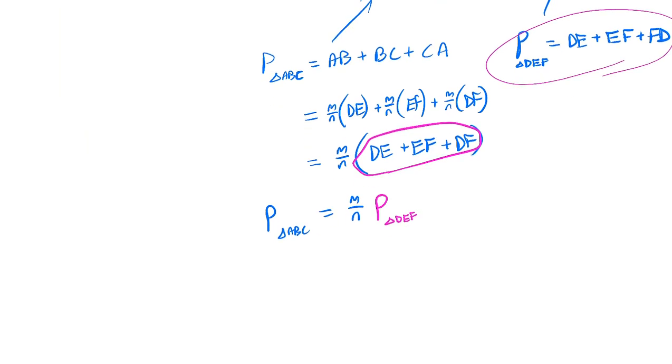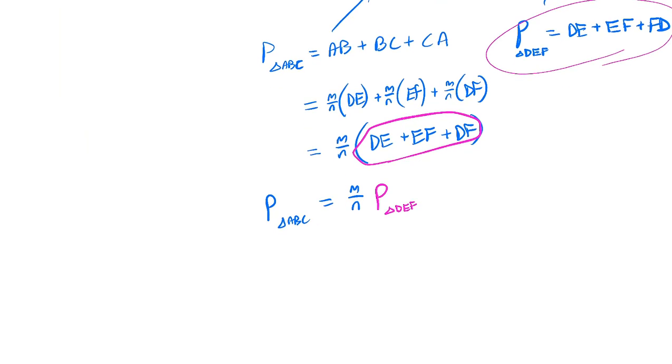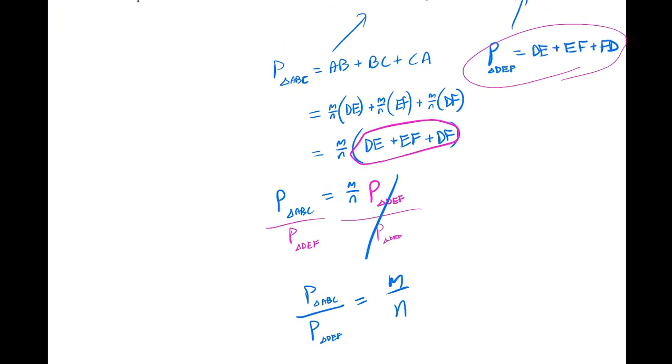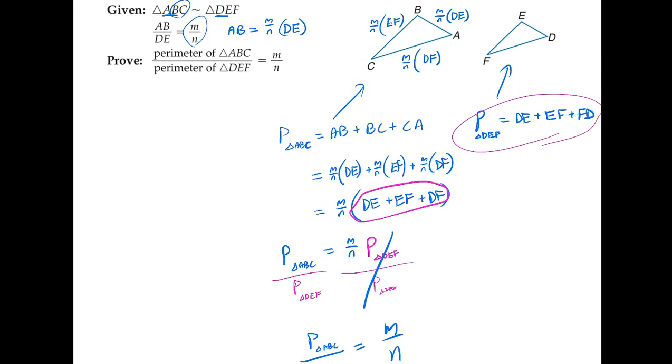And then if I just want to divide both sides by that perimeter, I divide both sides by the perimeter of triangle DEF, right? Same perimeter, triangle DEF. And look at what we just proved. Those cancel, and so we get the perimeter of triangle ABC divided by the perimeter of triangle DEF, and that's equal to M over N. Right? And so it was just an algebraic proof, really. I didn't write rigorous steps, but it was all straightforward.